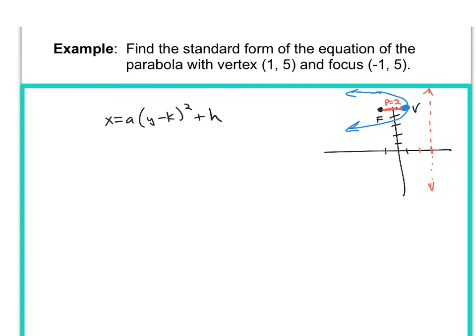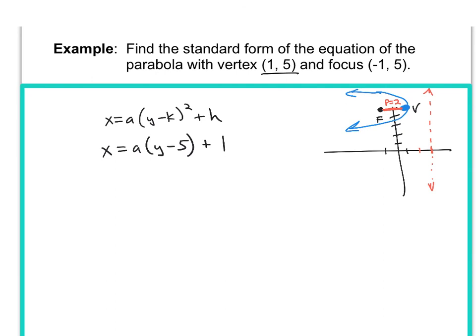All right, I know that my vertex is positive 1, 5. So when I put that in there, I'm going to get x equals a. I'm going to take y minus the y coordinate, which is 5, and then plus my h, which is just a positive 1. Okay, so now it looks like I just need to find out what a is again.